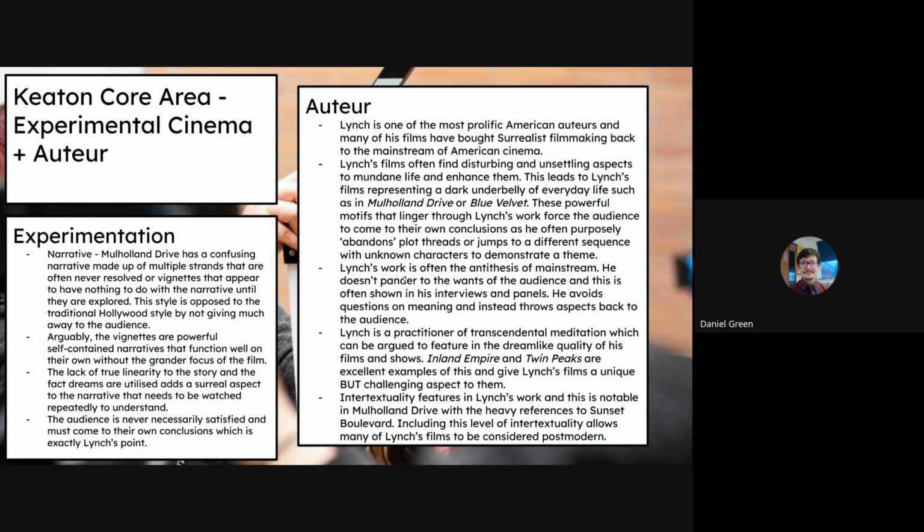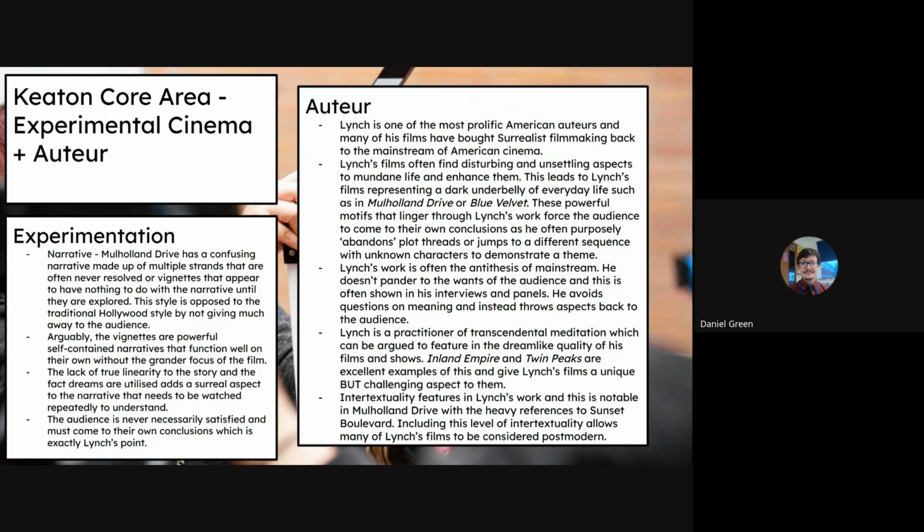One of the good contextual elements to talk about is his practice of transcendental meditation, which can be argued to feature in the more dreamlike quality of his films and shows. So like Inland Empire and his show Twin Peaks. The reason I'm saying this is because you will have studied Mulholland Drive, but you may not have studied or even watched things like Inland Empire, Eraserhead, Blue Velvet. But they're important for you to understand that that element of dreamlike quality in the dark underbelly of society comes through screaming in films like that. But it gives a challenging aspect to his films.